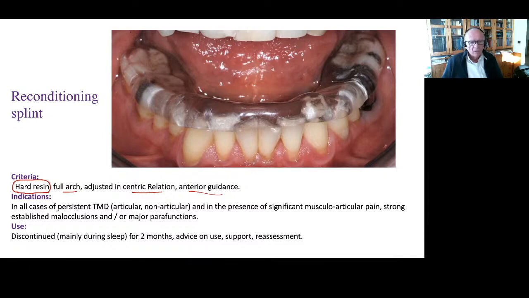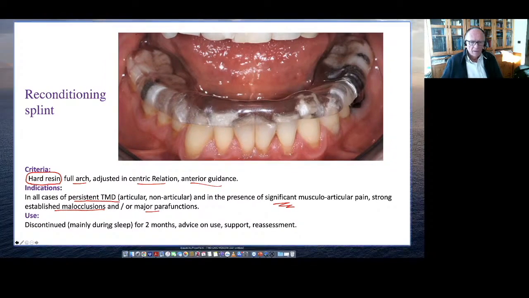Indication: persistent TMD, significant pain or strong established malocclusion. So splint is not indicated in a simple case. We have not to put splints in all the patients with one simple sign of TMD, just counseling and physiotherapy. Two months, mainly during sleep.